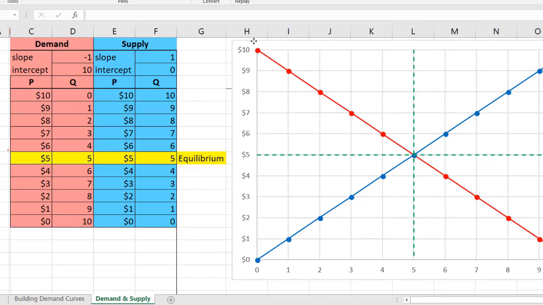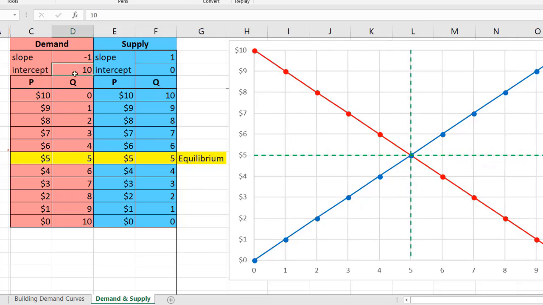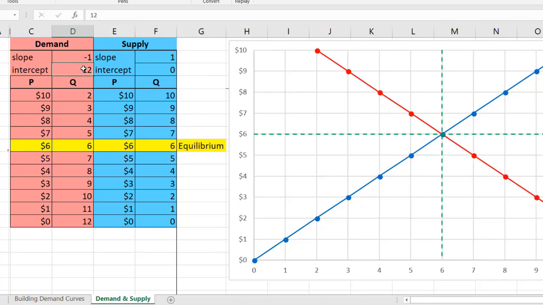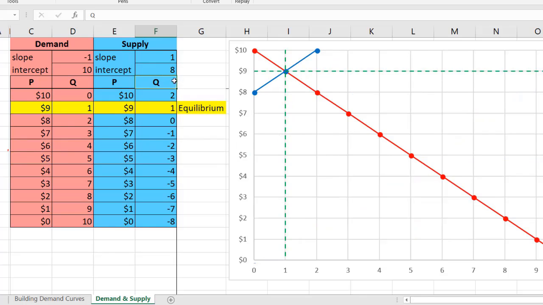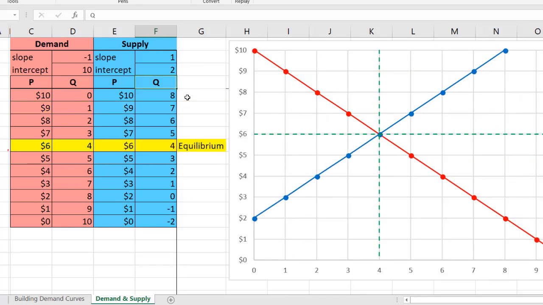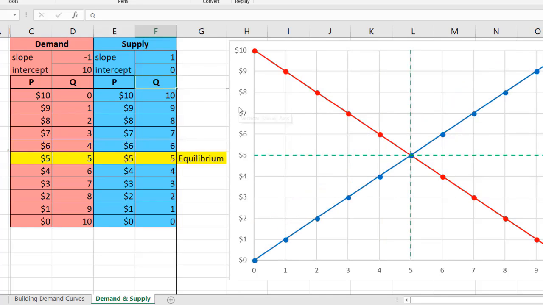Highlighting over here in the schedule where equilibrium is. And if I then shift the intercepts, I can shift demand to the right, or I can shift supply to the left, or whatever I want to do. So I can model any of my supply-demand shifts here, my scenarios. So that's how we're going to use Excel to model supply and demand.